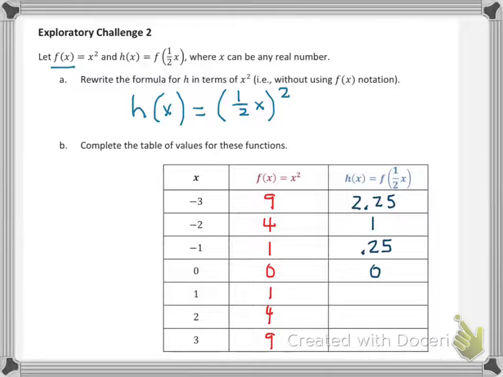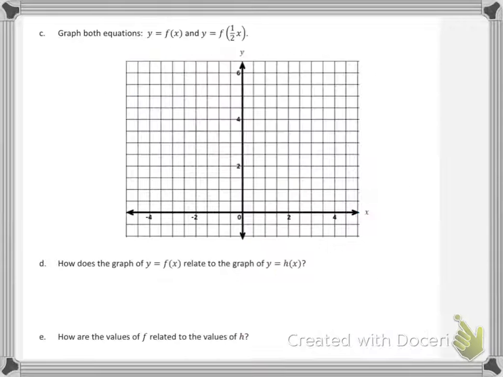And then on the other side, we get our reflection, our reflected points. 0.25, 1, 2.25. All right, so there's our table. And then we're going to use that table to graph these functions on the same coordinate plane. So let's do f of x first, which is one that we've done already.